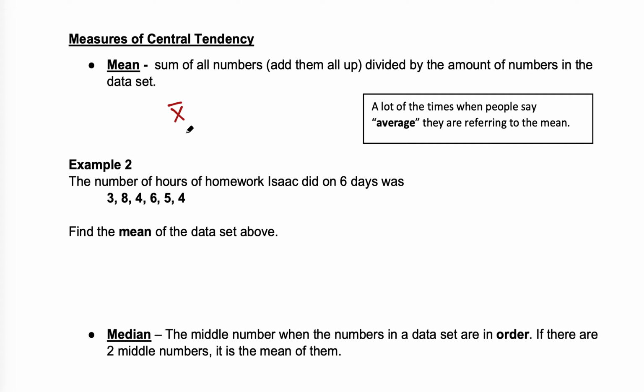So we've got some numbers here that we're going to find the average of, or the mean. So X bar, what we do is we're going to add them up and then divide by however many numbers there are. So I've got 3 plus 8 plus 4, and yes, you could put them in order if you wanted to. 6, 5, 4.